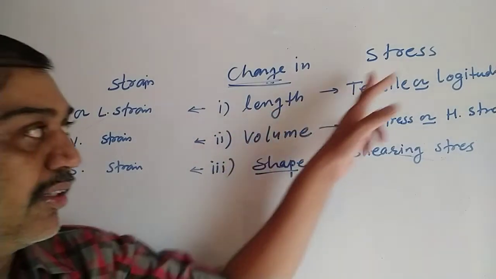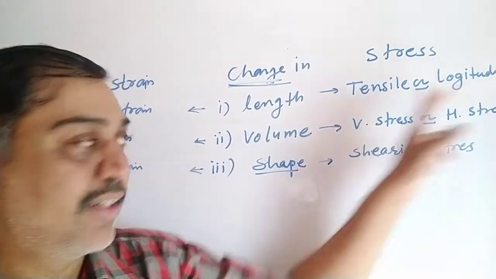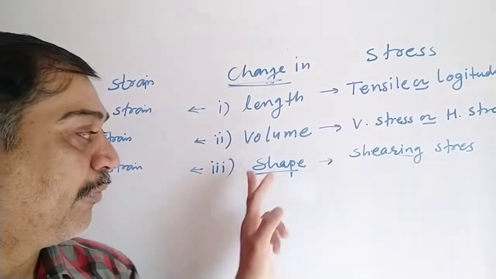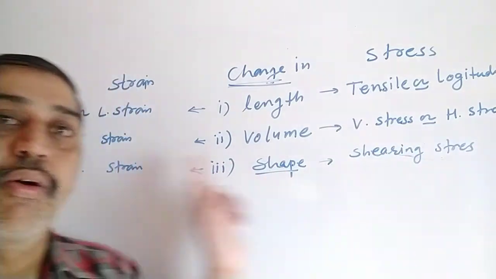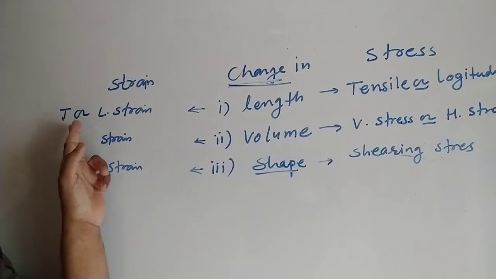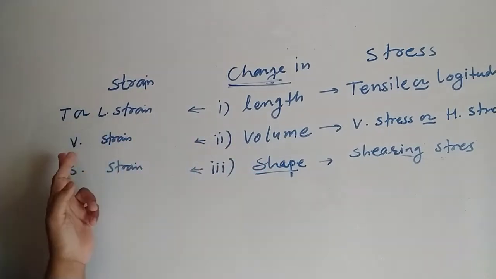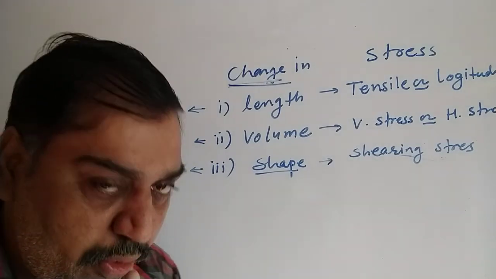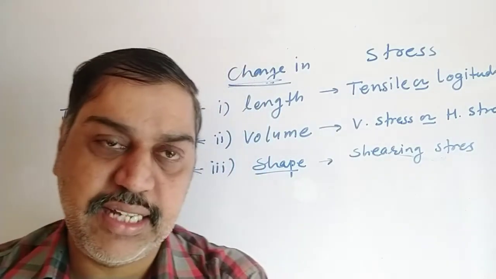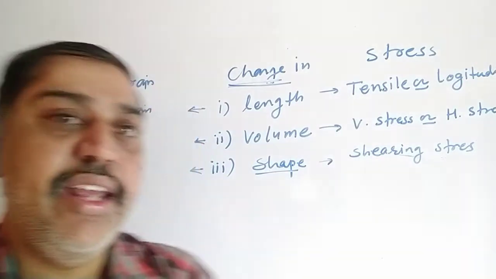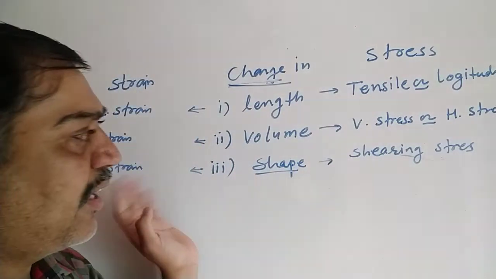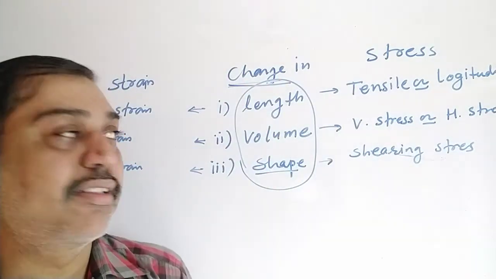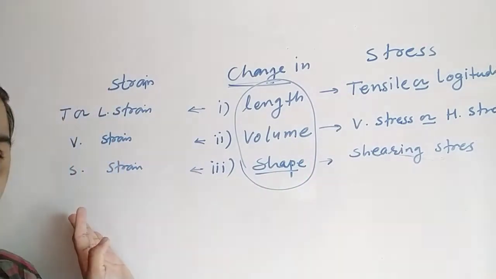If there is change in length, stress is said to be tensile or longitudinal stress. Change in volume, volume stress or hydraulic stress. Change in shape, it is said to be shearing stress. What about strain? Change in length, tensile or longitudinal strain. Change in volume, volume strain. Change in shape, shearing strain. I hope all of you got the three types of stresses and three types of strains. These are given according to these three changes, and that's why there are these three types of stresses and these three types of strains.